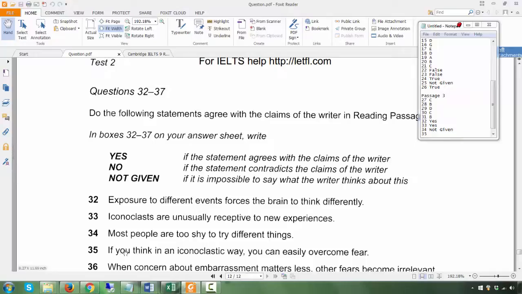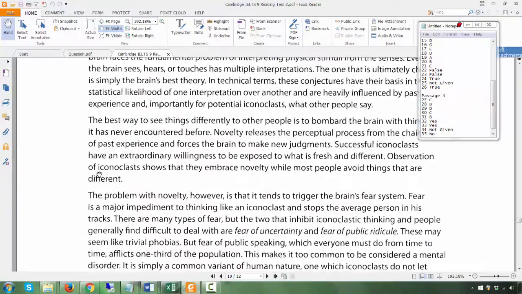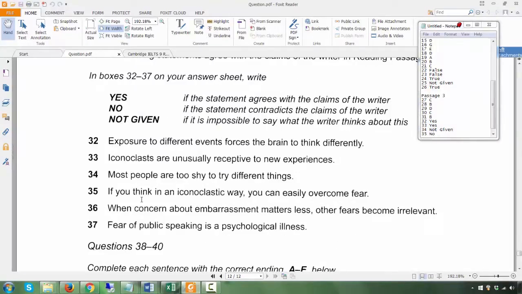Number 35, if you think in an iconoclastic way, you can easily overcome fear. The answer is no here. Easily is the limiting word you want to take note of. And remember we are talking about the order. So just now our answers were from here, so it's probably around somewhere here. The problem with novelty, however, is that it tends to trigger the brain's fear system. Fear is a major impediment to thinking like an iconoclast and stops the average person in its tracks. So the question is, if you think in an iconoclastic way, you can easily overcome fear.